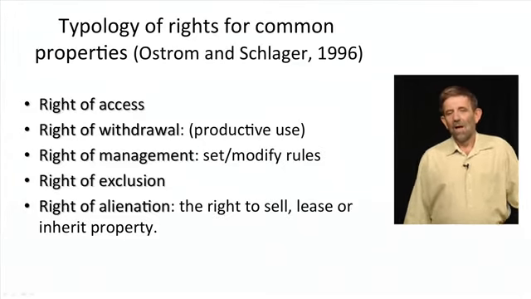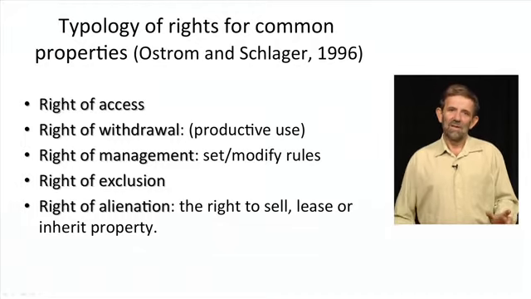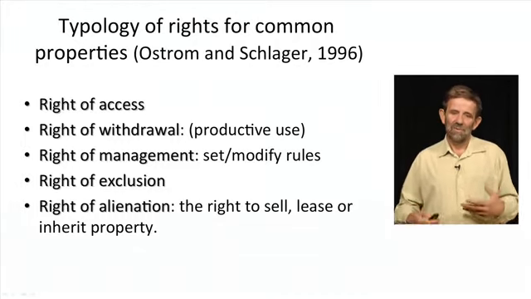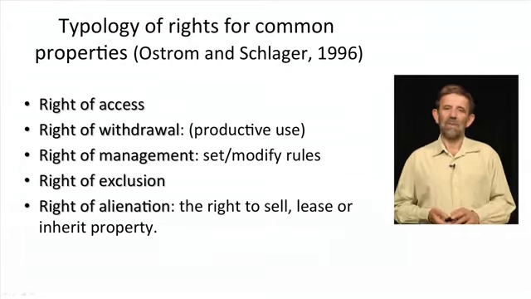So we need to understand what is private property. What does ownership really entail? Well, we usually talk about 5 or 6 different kinds of right. One is the right of access. You have the right to go there, physically be on the property. You have the right of using it productively. If, for instance, you grow potatoes, then the potatoes are yours and you have the right to withdraw them. You have the right to set the management rules.